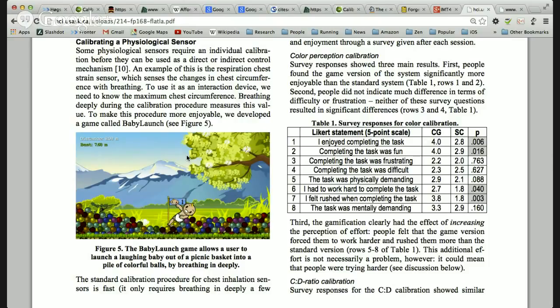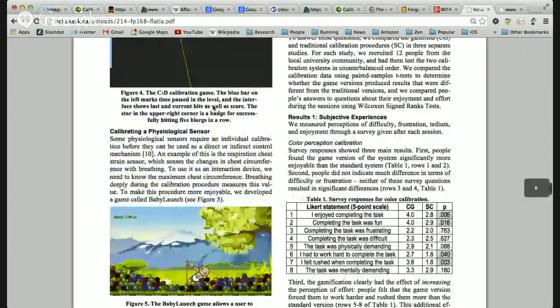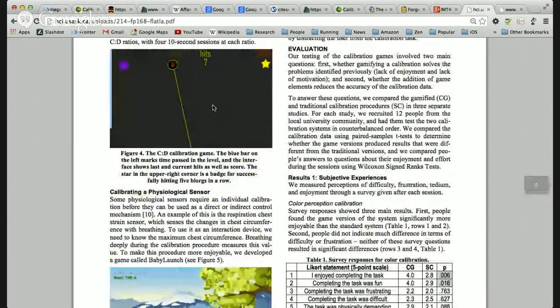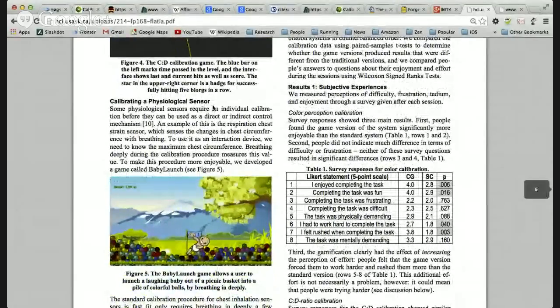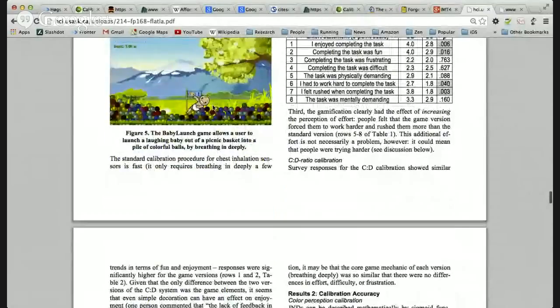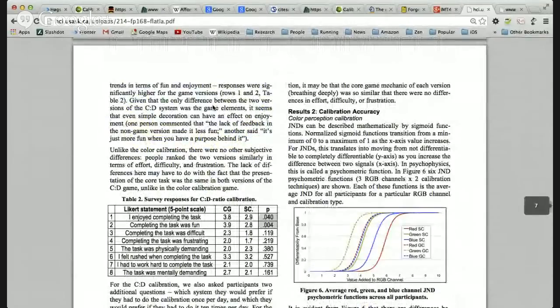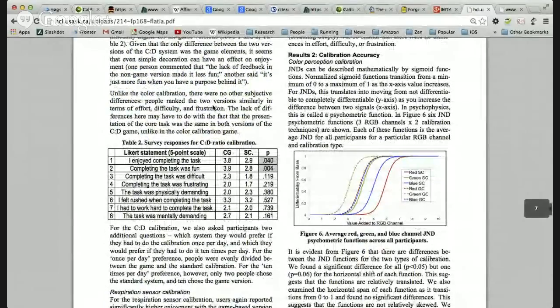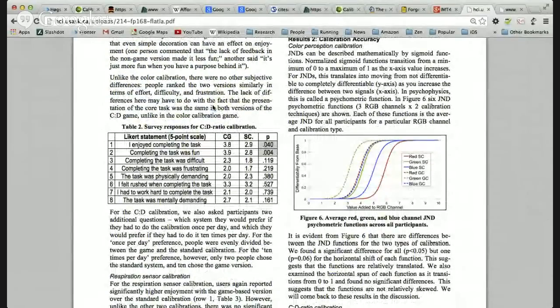So, like I said, for each of these games, they had 12 people play both the game and do the standard calibration, and then they were given a questionnaire afterwards. So you can see that's for the first game. Basically, what was similar for all the games was that people found the game to be significantly more enjoyable, and they didn't indicate any difference in terms of difficulty or frustration.